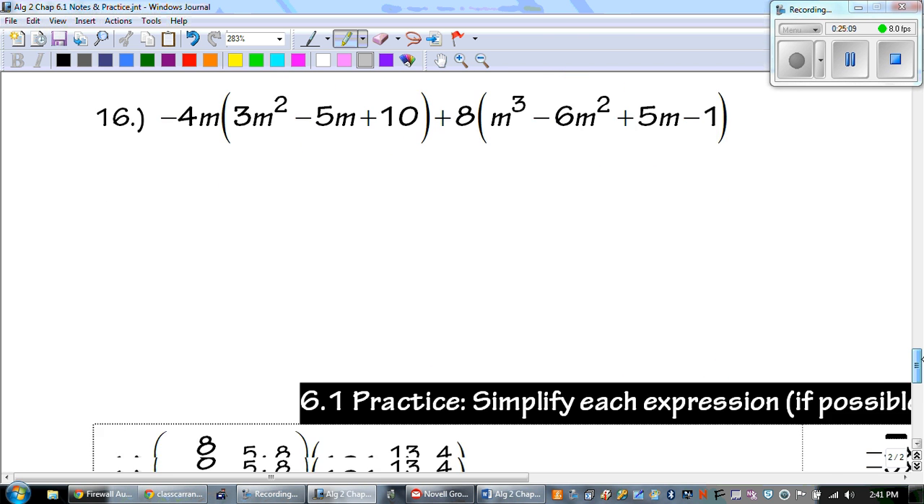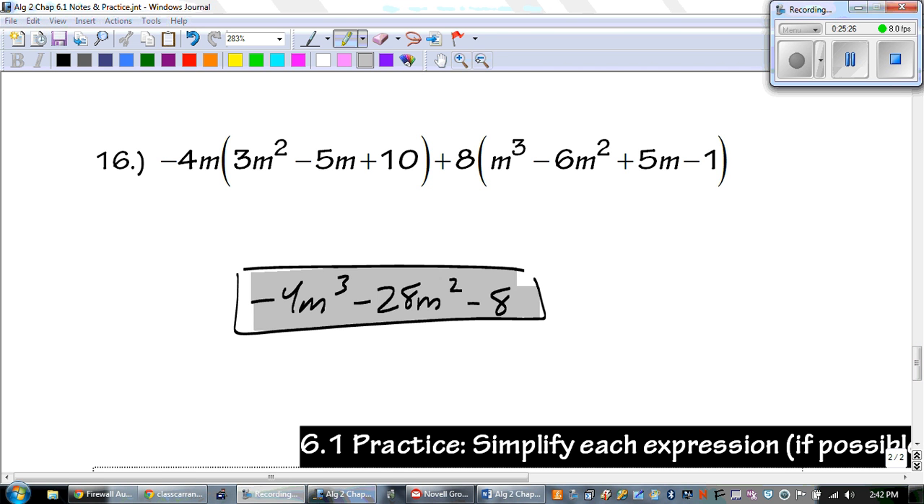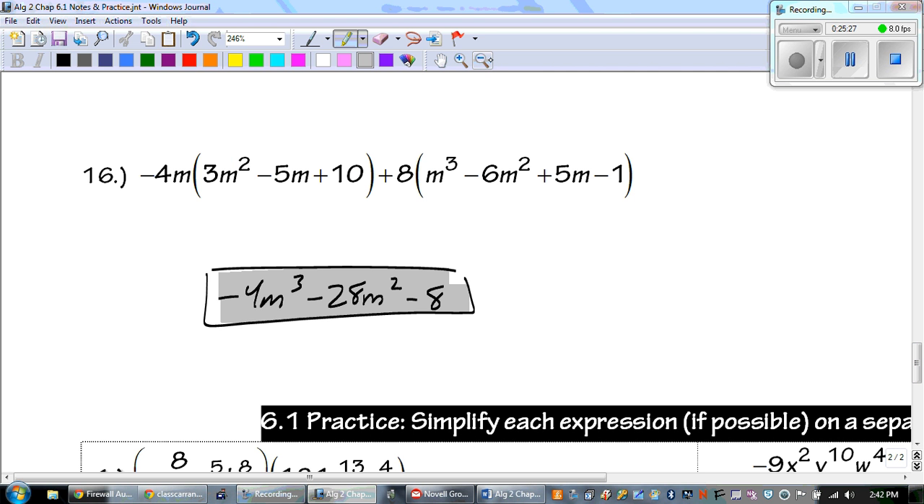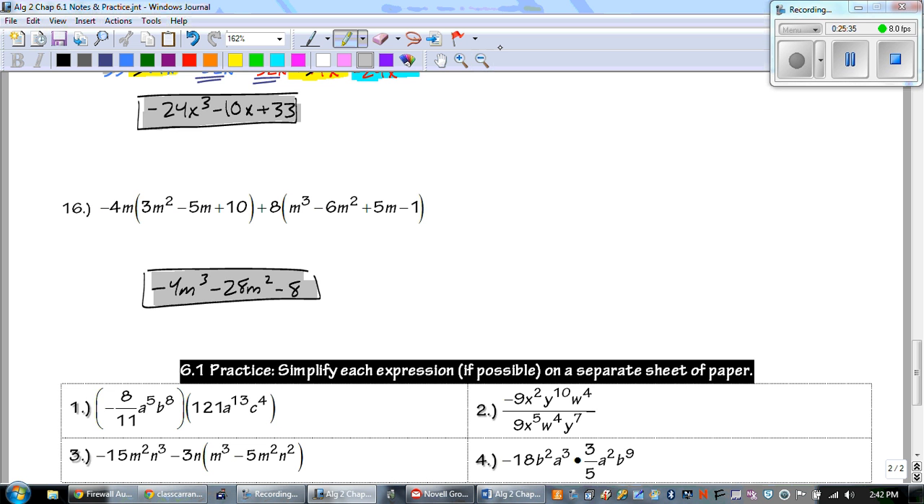All right. Number 16, last one. You're on your own. Pause the video and good luck. Okay, and that's the final answer, negative 4m cubed minus 28m squared minus 8. Now, if you need help on that, please come find Ms. Caranta or myself. We would love to help you out on that.